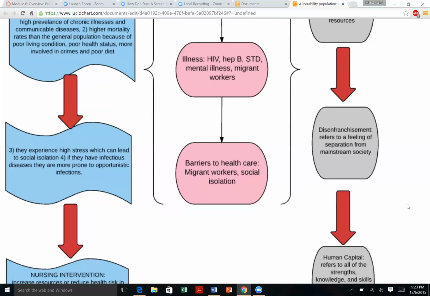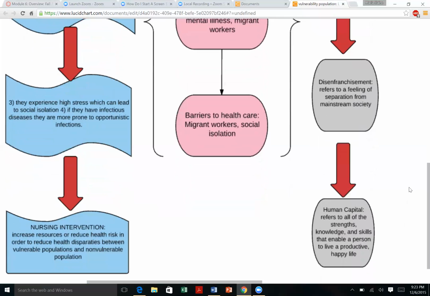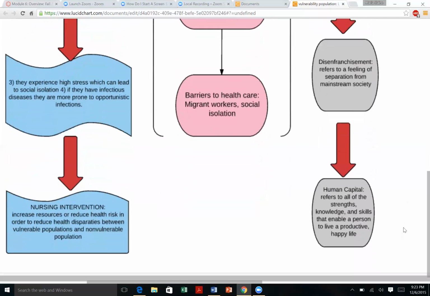we do. And the next one is the human capital, which refers to all of the strengths, knowledge, and skills that enable a person to live a productive and happy life. So let's talk about this for a second. A lot of the vulnerable populations, the ones that we mentioned earlier, the immigrants, the substance abusers, mentally ill individuals, do you think they have the strength and knowledge to live a happy and productive life? Or do you think they will need help? Of course, all of them will need help.